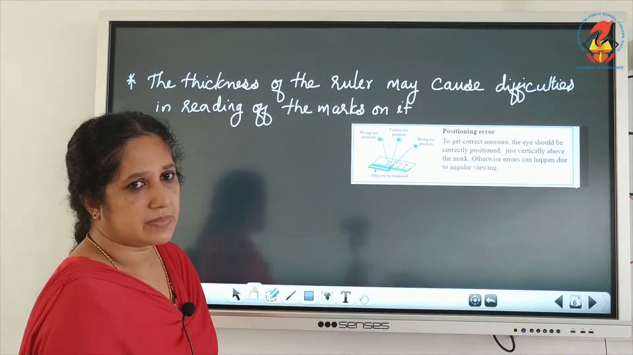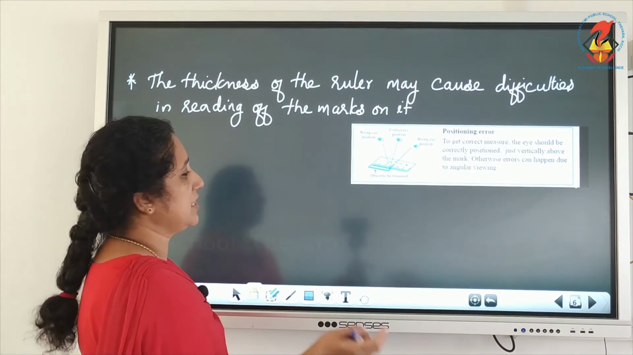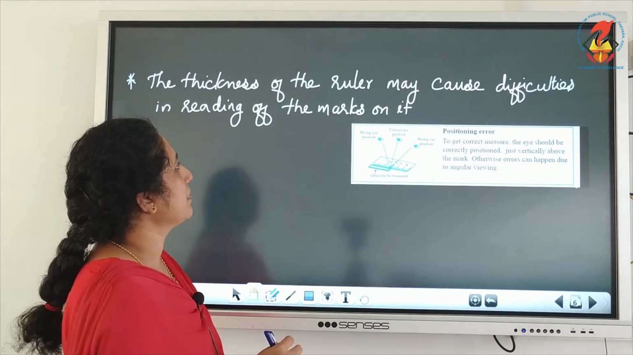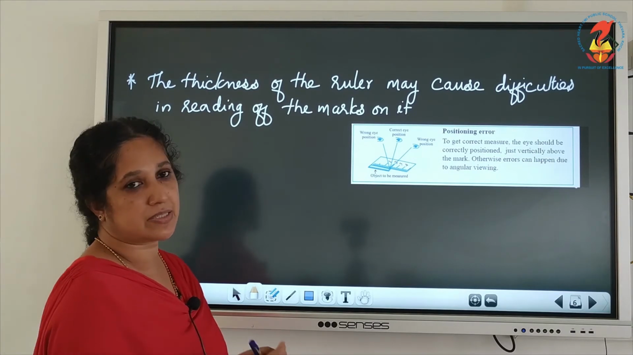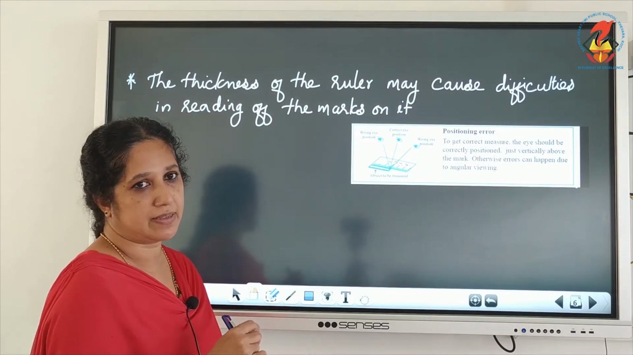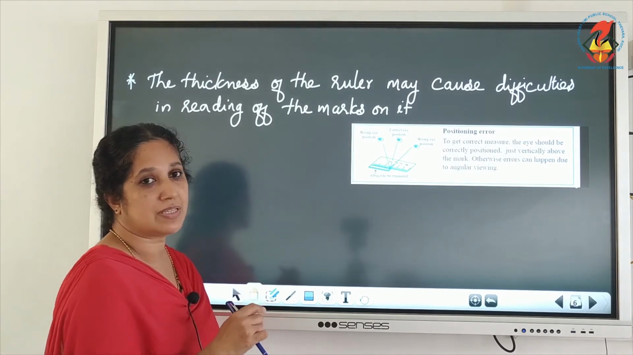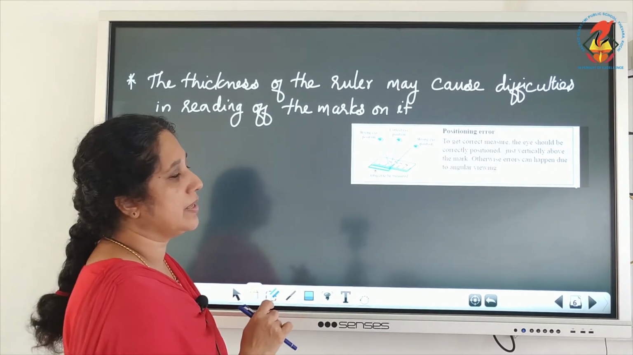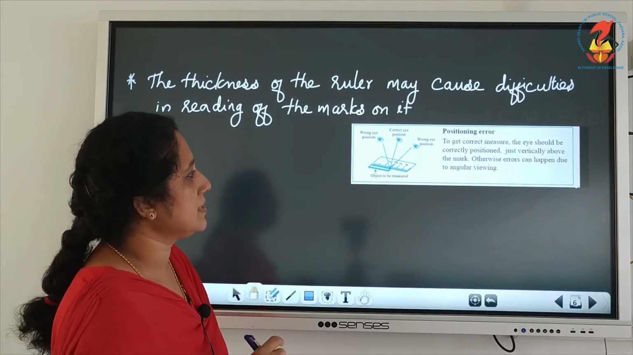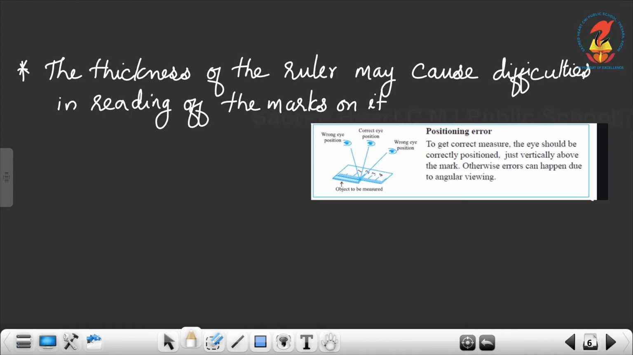Now, there are some disadvantages of using this ruler. Sometimes the thickness of the ruler may cause difficulties in reading the marks on it. The thickness of the ruler may cause errors in reading the mark against the ruler. Then, the second point is we have to keep our eye just vertically above the mark, otherwise errors can occur.